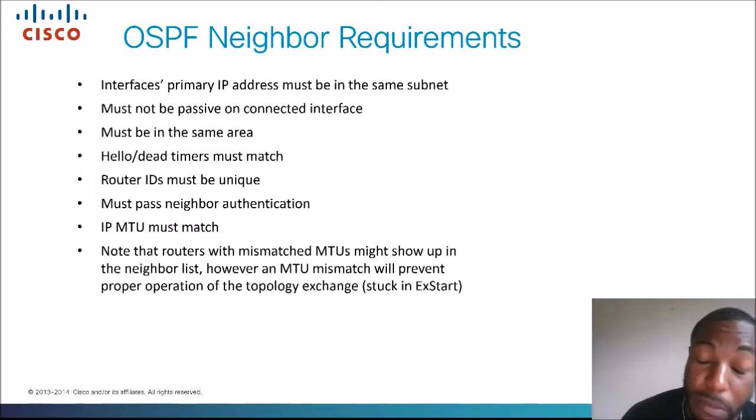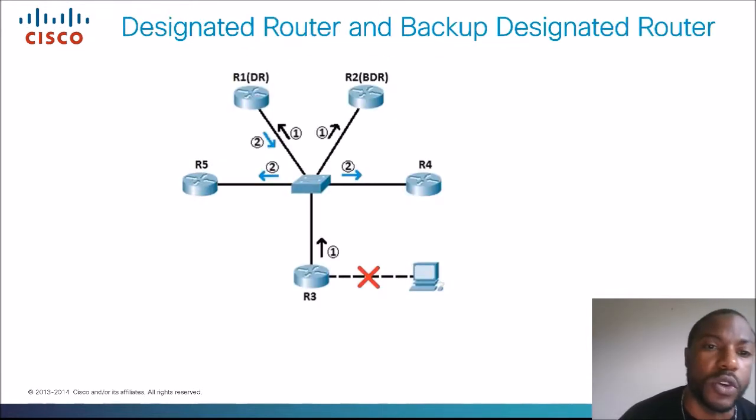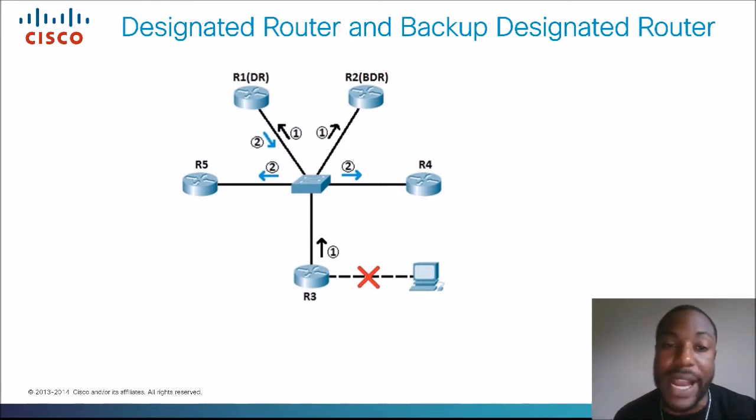We're going to launch up Boson NetSim and just do a basic single area configuration. And then we'll just run a couple show commands here. First, before we talk about the relationship or the process it goes through before it becomes neighbors, we need to talk about the difference between a designated router and a backup designated router.